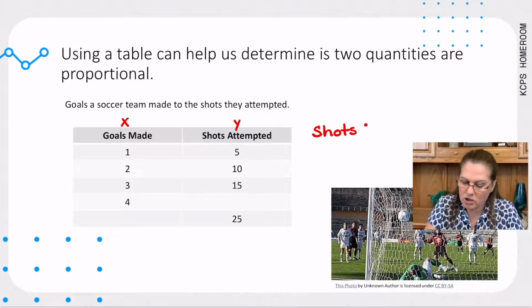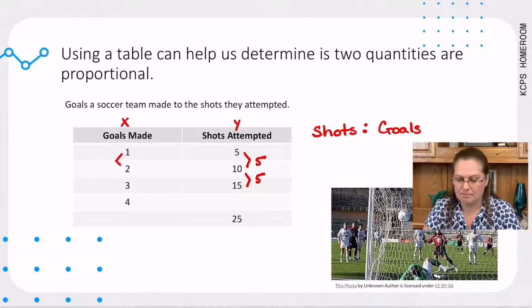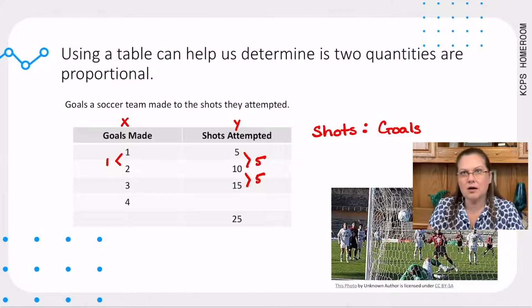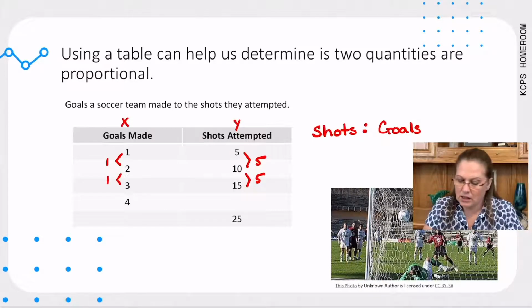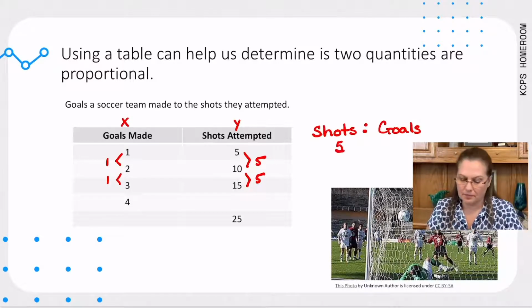Now our change in y from 5 to 10, that's a change of 5. 10 to 15, that's also a change of 5. On the goals, 1 to 2, that's a change of 1. From 2 to 3, that's a change of 1. So I'm pretty confident with our first 3 rows that our constant ratio is going to be 5 to 1. For every 5 attempts, we make 1 goal.